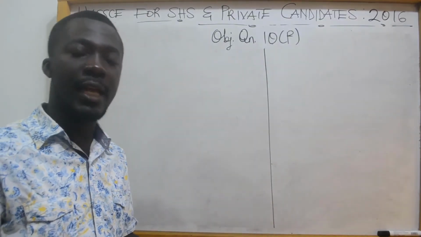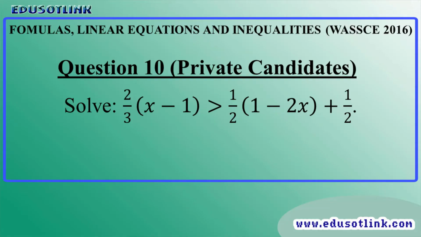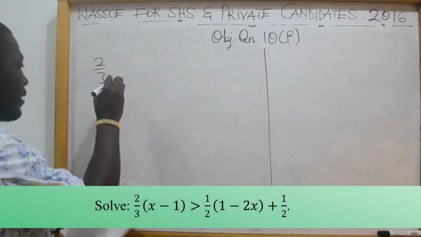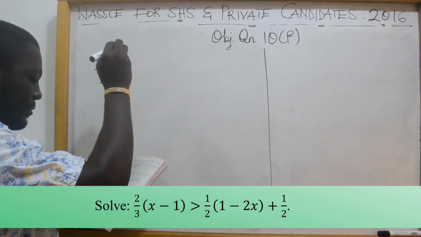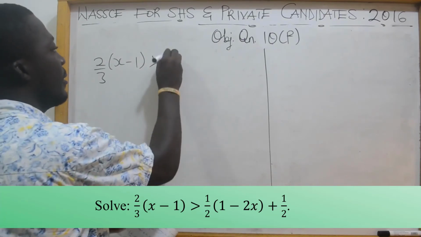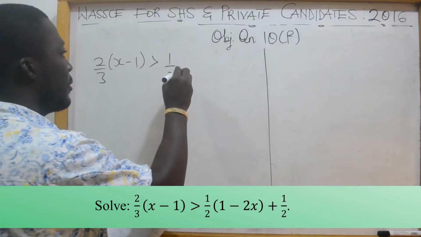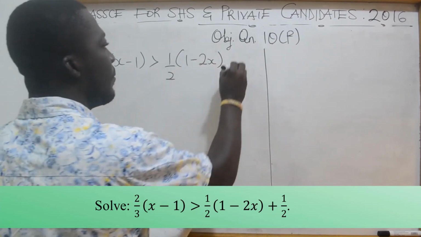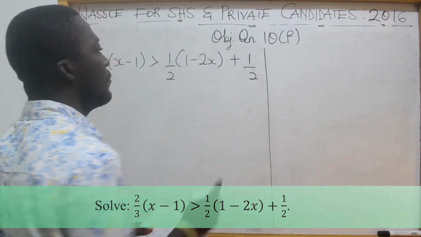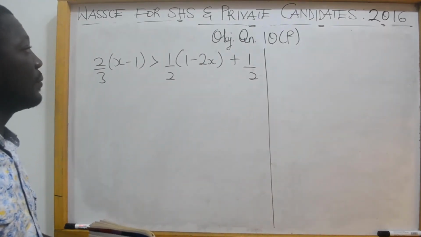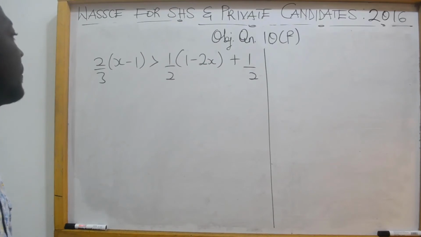Objective question 10 for private candidates. We have to solve 2 out of 3 bracket x minus 1 is greater than 1 out of 2 into bracket 1 minus 2x plus 1 out of 2. We have to solve, meaning we have to find x.